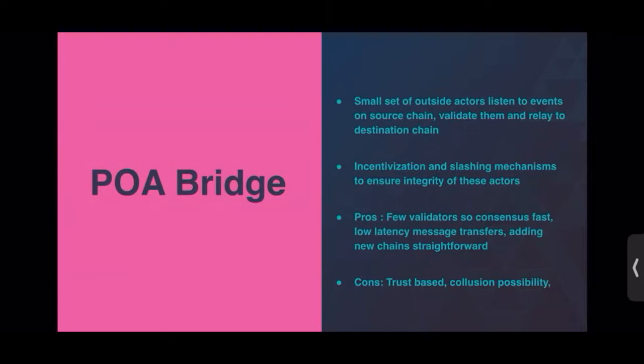But the pros there would be few validators means it's easily done, it happens fast, and you have low latency. The negative side of that, you introduce trust, which means a collusion is a possibility.